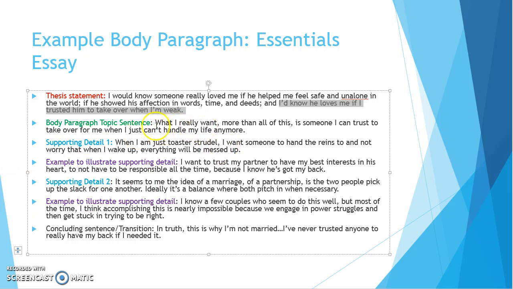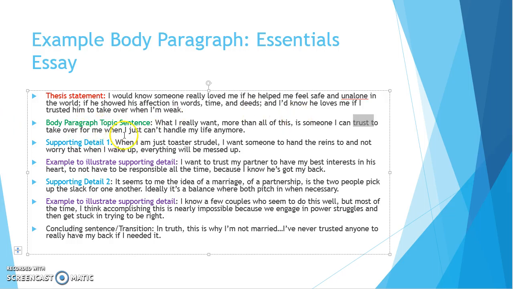So my topic sentence is, what I really want more than anything is someone I can trust to take over for me when I just can't handle my life anymore. There are some words that are similar, but it's not exactly the same. Trusted here, I can trust here, and that way as a reader, you will know that I'm reflecting back to that thesis statement, but I'm not using exactly the same words to get there.